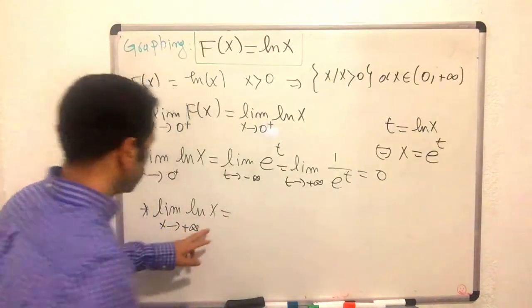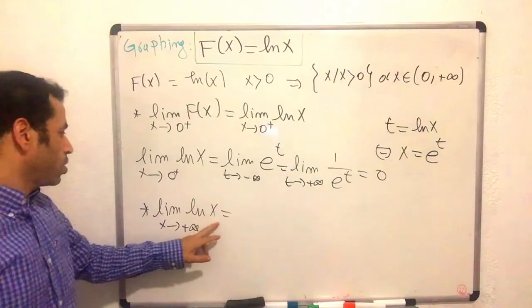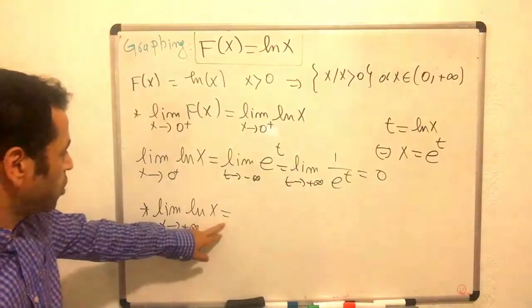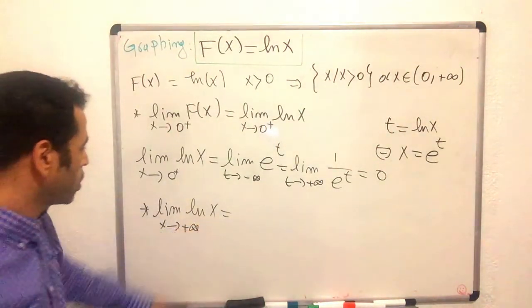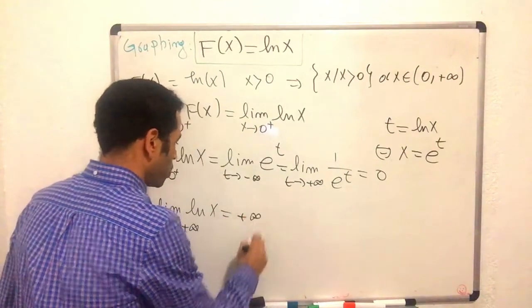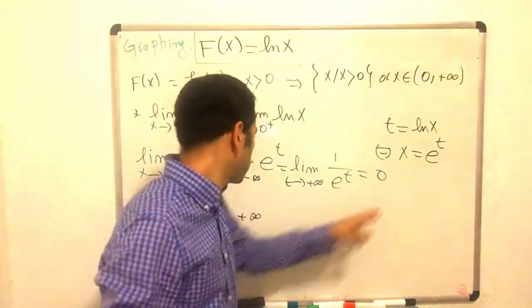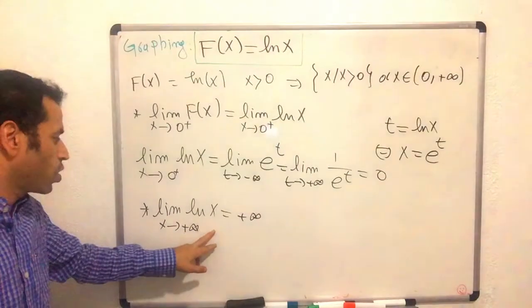Okay, so now you can plug plus infinity into the natural log, and it is plus infinity. Okay, we don't have to do the substitution because it's easy to calculate this limit.